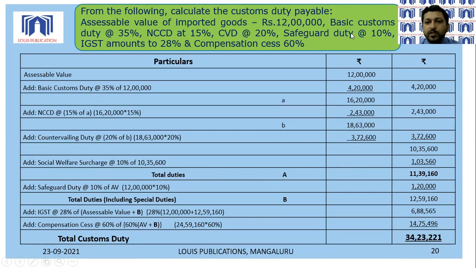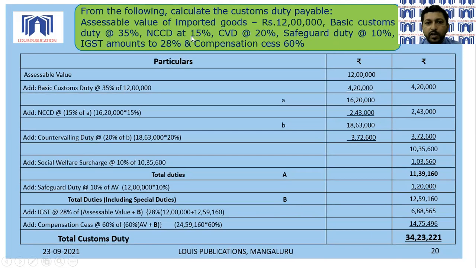Then in the problem, it's given safeguard duty. These are some special duties and 10% is given. Since percent is given, 10% will be calculated on the assessable value. So 12 lakh into 10% is 1,20,000. No other special duty. So I add up, I get 12,59,160. So that is B.